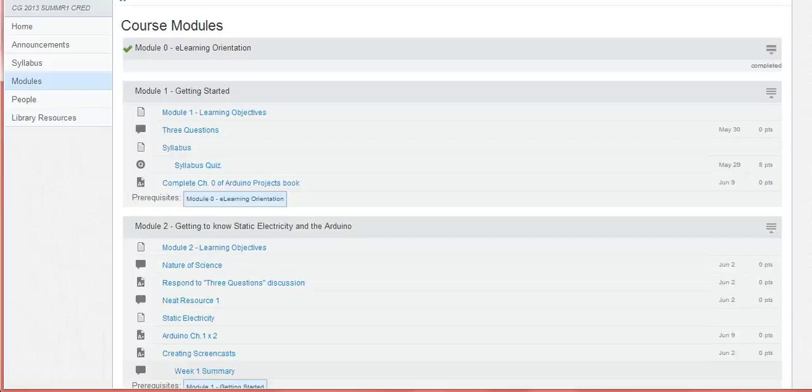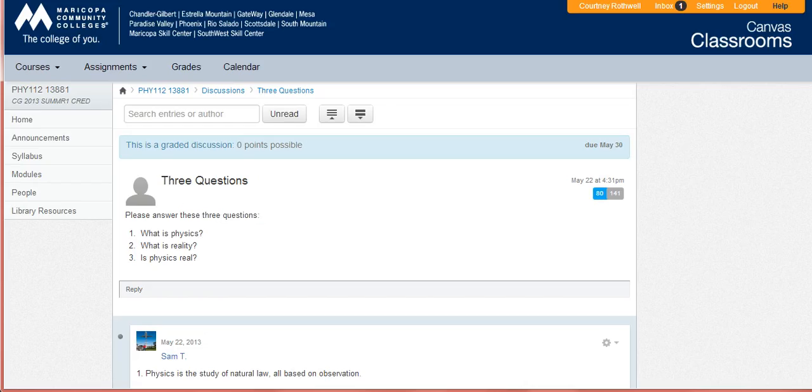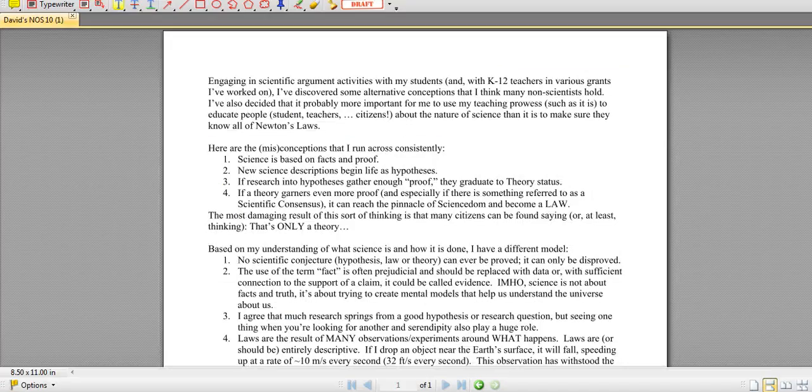In week 1 of Physics 112, we were introduced to Module 0, 1, and 2. In Module 0, we completed the e-learning orientation provided to Maricopa Community College students for taking online classes. In Module 1, we covered the syllabus, Chapter 2 of the Arduino, which included building the circuit board, and the 3 questions about physics and reality. In Module 2, we responded to other students' answers to these questions and initiated a debate about physics and reality.